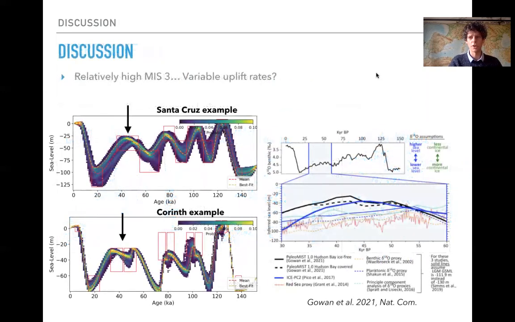Another thing, of course, these are just 2 examples, but what is interesting is that both of these examples give quite high MIS3 values that are close to sort of the maximum feasible possibilities. And there's two explanations for that, I would say. One of them, there has been growing evidence that indeed MIS3 has been much higher than previously thought from oxygen isotope work. So maybe MIS3 was indeed relatively high. The other possibility, because it's just two areas, is that there's been variable uplift rates involved, which I kept constant throughout this 150,000 years, but of course that might have varied a bit as well, biasing our results.